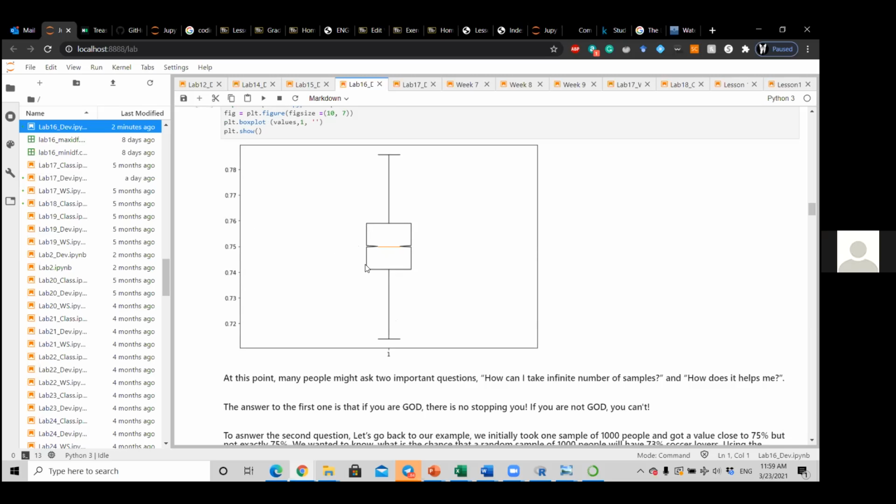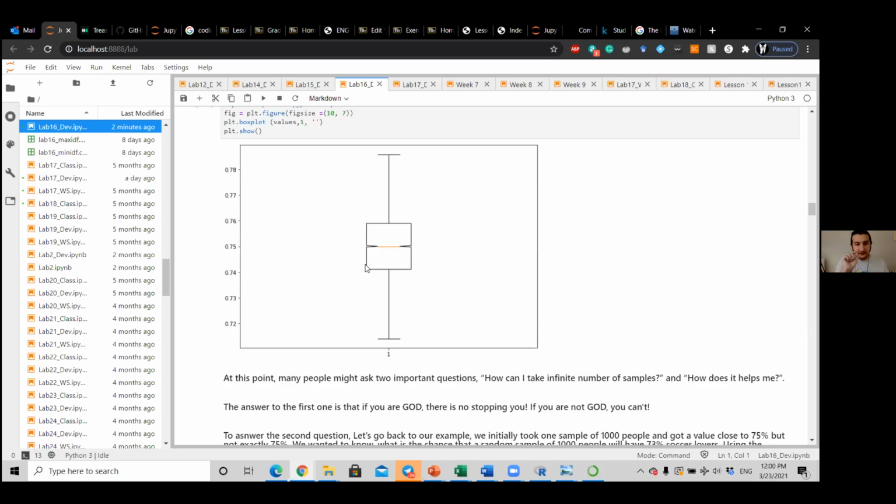Looking also at that, what can you tell me? I can tell you that the median is 0.75. Yes, that is correct. When you tell me that the median is at 0.75, you're telling me that 50% of the observations are above 0.75 and 50% of the observations are below 0.75. Yes. Okay.